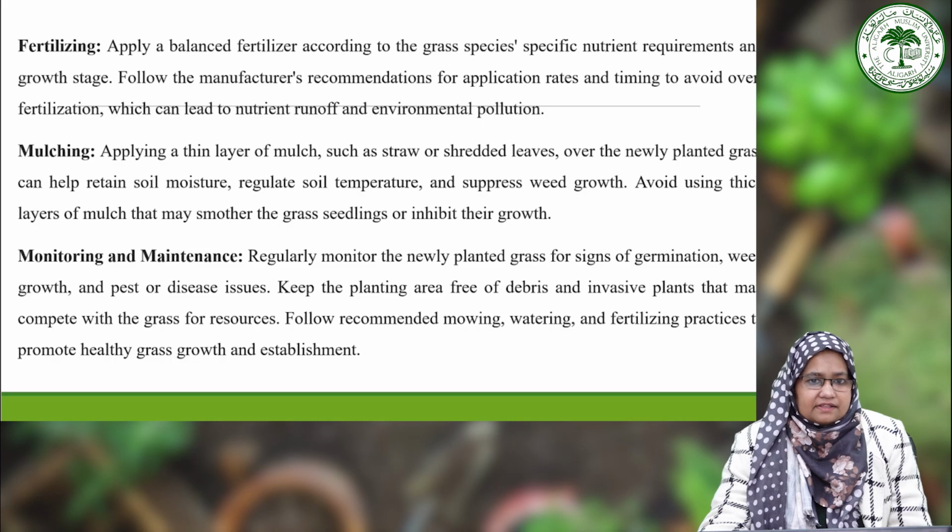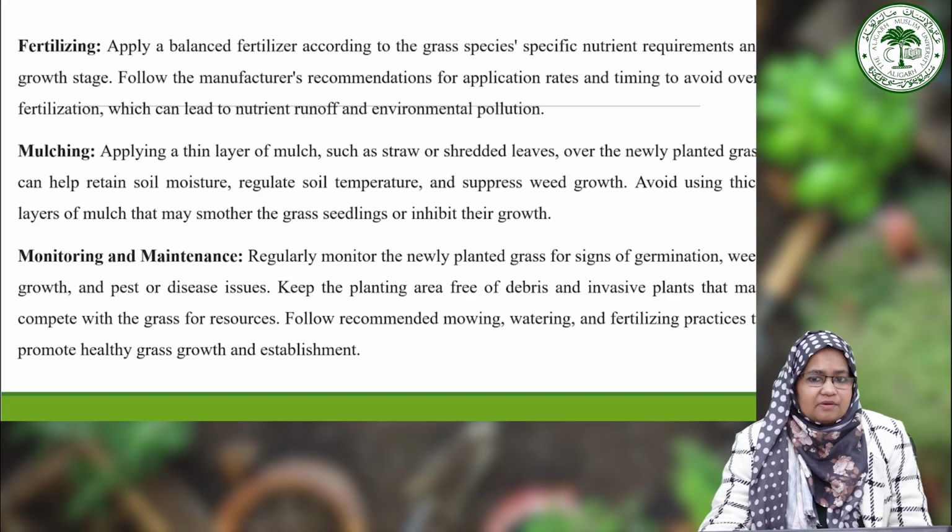Then fertilizing. Administer a balanced fertilizer in accordance with the specific nutrient requirements and growth stage of the grass species. Adhere to the manufacturer's guidelines for application rates and timing to prevent over-fertilization, which can result in nutrient runoff and environmental harm. Then the next tip is mulching.